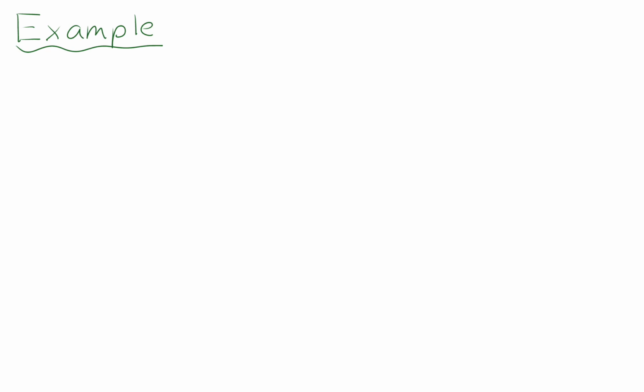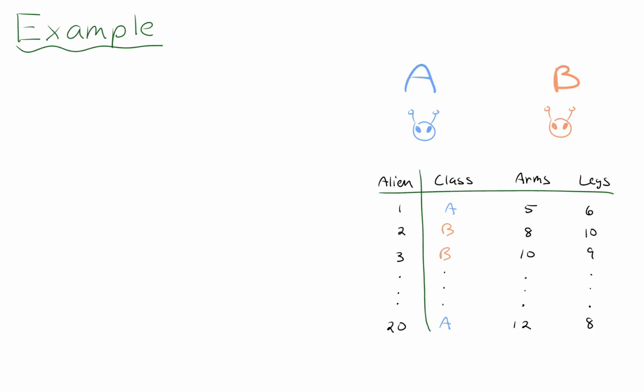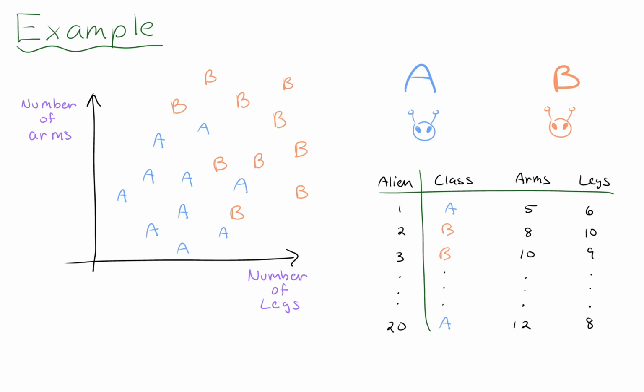Let's take a look at this through an example in 2D. Suppose we have two types of aliens, A and B, and we have some information on 20 of them. We plot every point in our dataset as so. Let's introduce a new alien, alien C, who we do not know which class it belongs to. We plot C onto our graph as so. Let's see KNN in action.